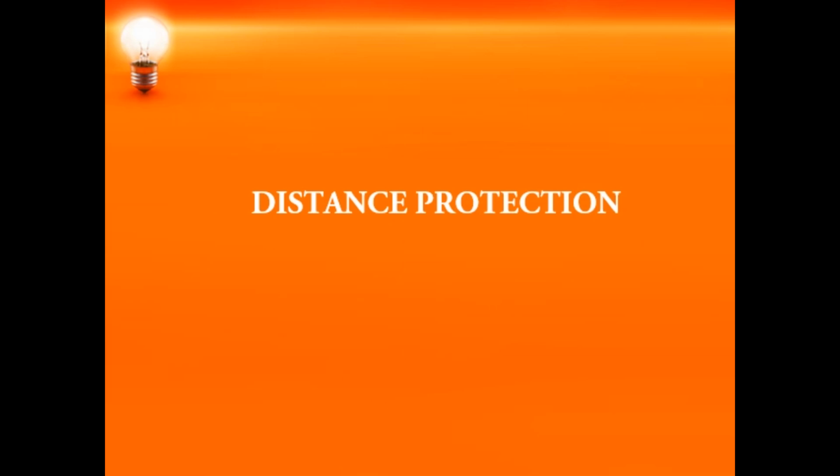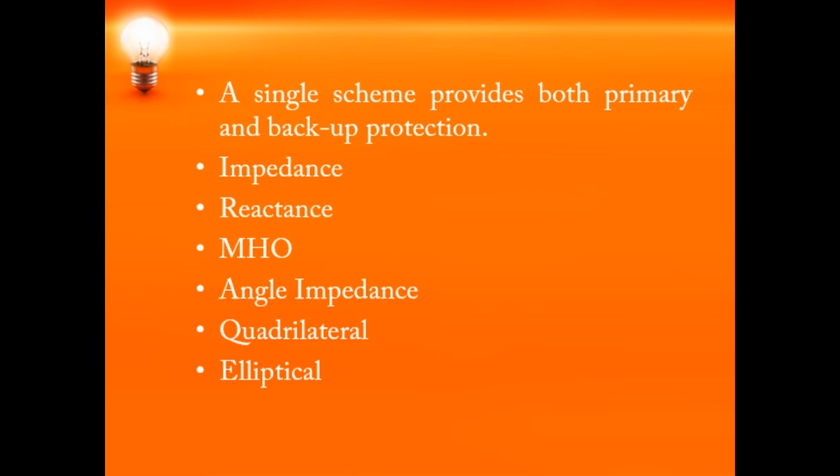This distance protection is actually a non-unit system of protection. That means non-unit system of protection means a single protection scheme. It provides both the primary as well as backup protection. So the different types of distance relays are impedance relay, reactance relay, Mho relay, angle impedance relay, quadrilateral relays, elliptical and other conic section relays.